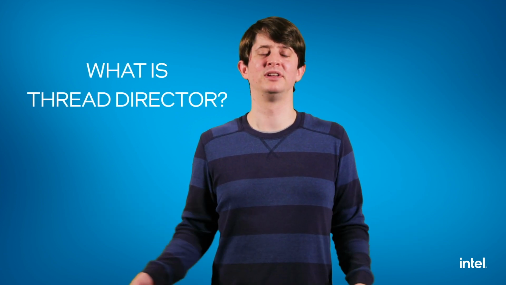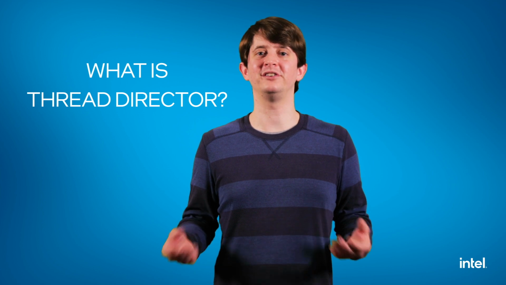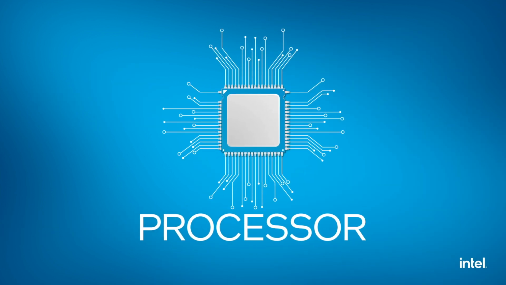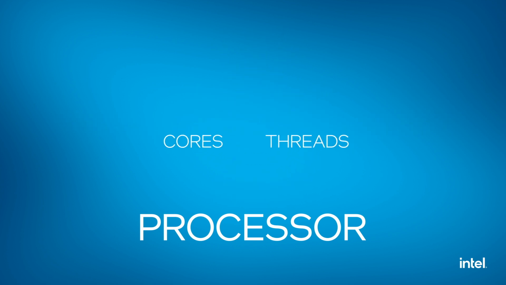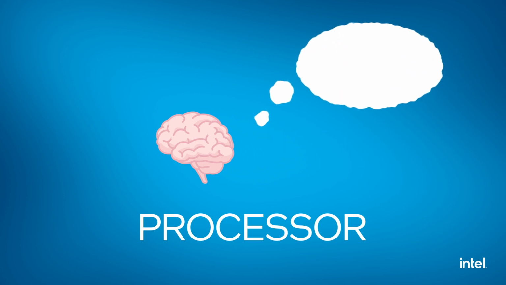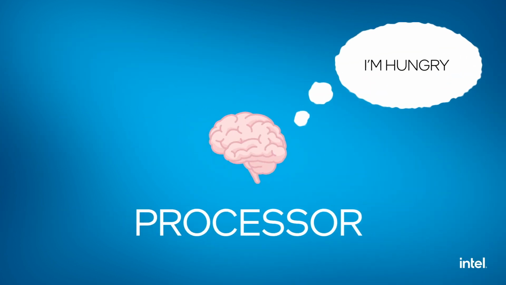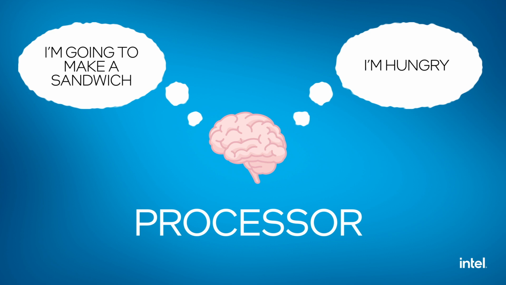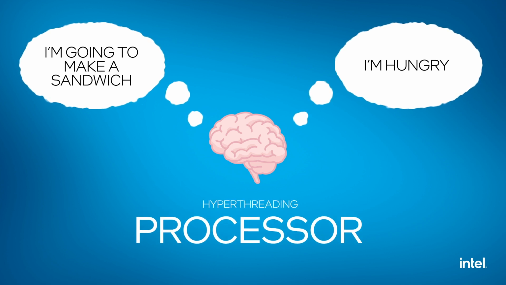First, what is it? To understand Thread Director, we first need to talk about what a thread is. When looking at processors, there are two specs that come up right away: core count and thread count. To put it simply, you can think of a core like a brain and a thread like a thought. If you were to have one core with one thread, that's like having one brain with one thought at a time. That's how I personally operate. However, if you increase that number of threads to 2, that's like having one brain that can have two thoughts simultaneously. At Intel, we call this hyperthreading.